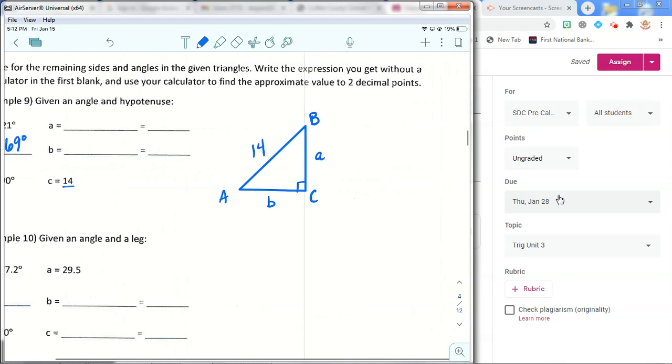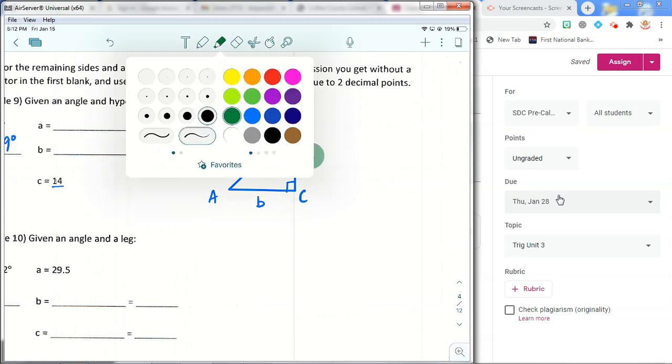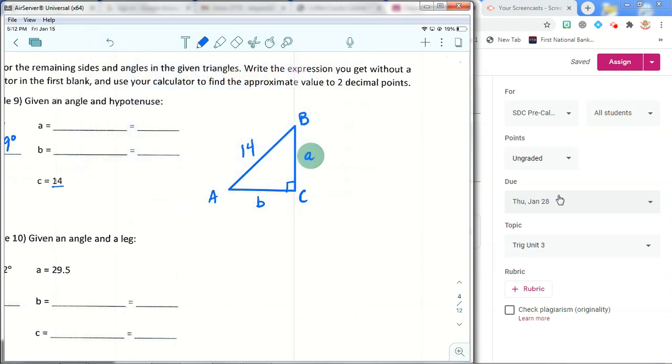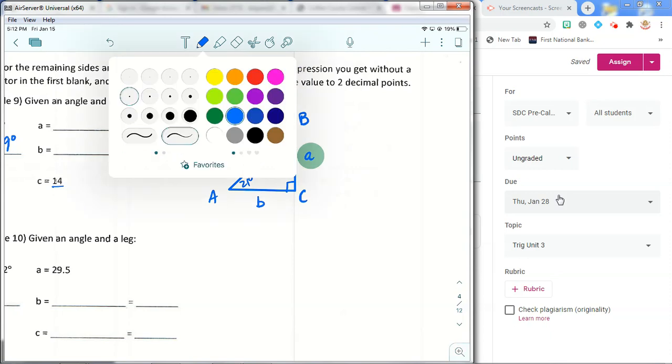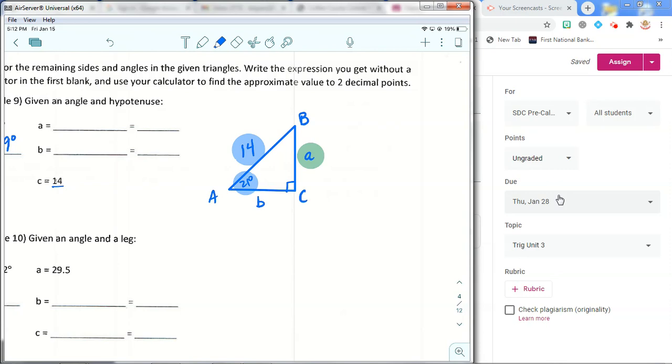And then if we want to find side A, oh, let me label this angle. A was 21 degrees. All right, we know this angle, and we know this hypotenuse. The trig ratio that relates side A and the hypotenuse to angle 21 is going to be the sine. So we would say the sine of 21 degrees is equal to the opposite over the hypotenuse.